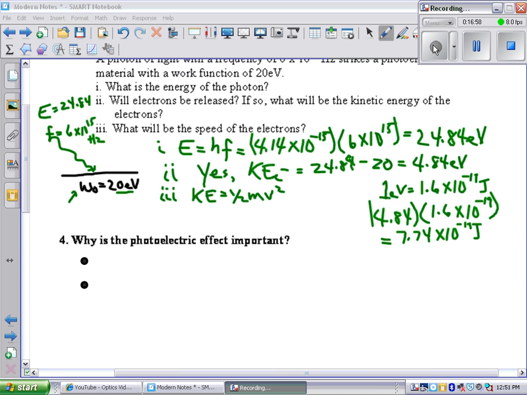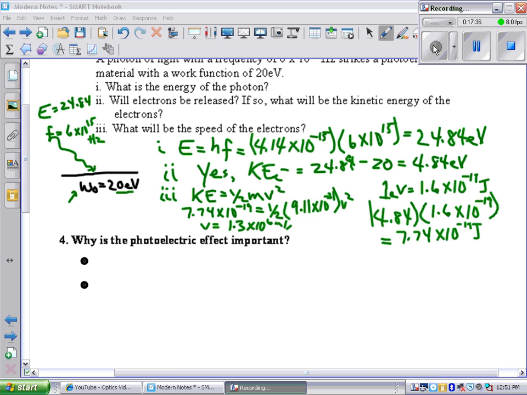Then I can plug that in here into my kinetic energy equation, and I get 7.74 times 10 to the minus 19th equals 1/2. Now it's an electron, so we can look up the mass if we don't have it memorized. It's 9.11 times 10 to the minus 31, then times v squared. And when I do that, I end up with a velocity of 1.3 times 10 to the 6th meters per second. So that was kind of a difficult problem, at least the third part of it.